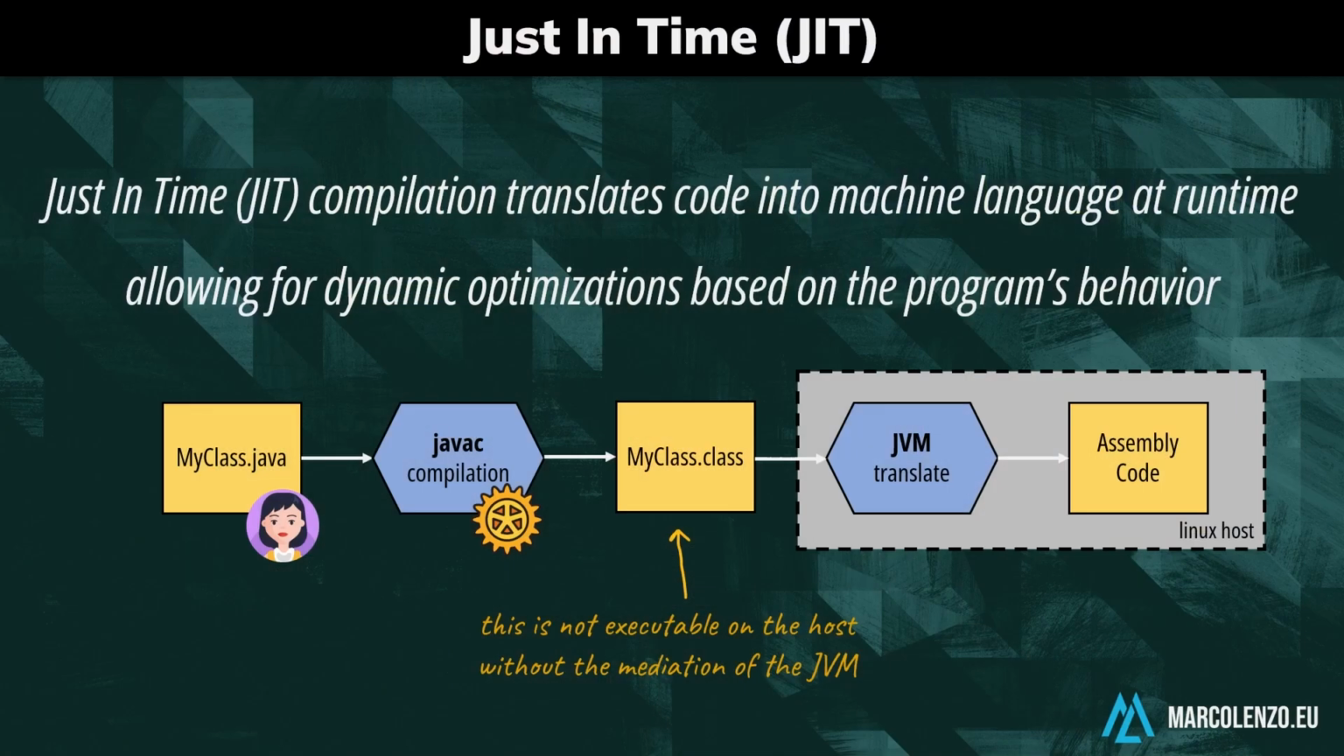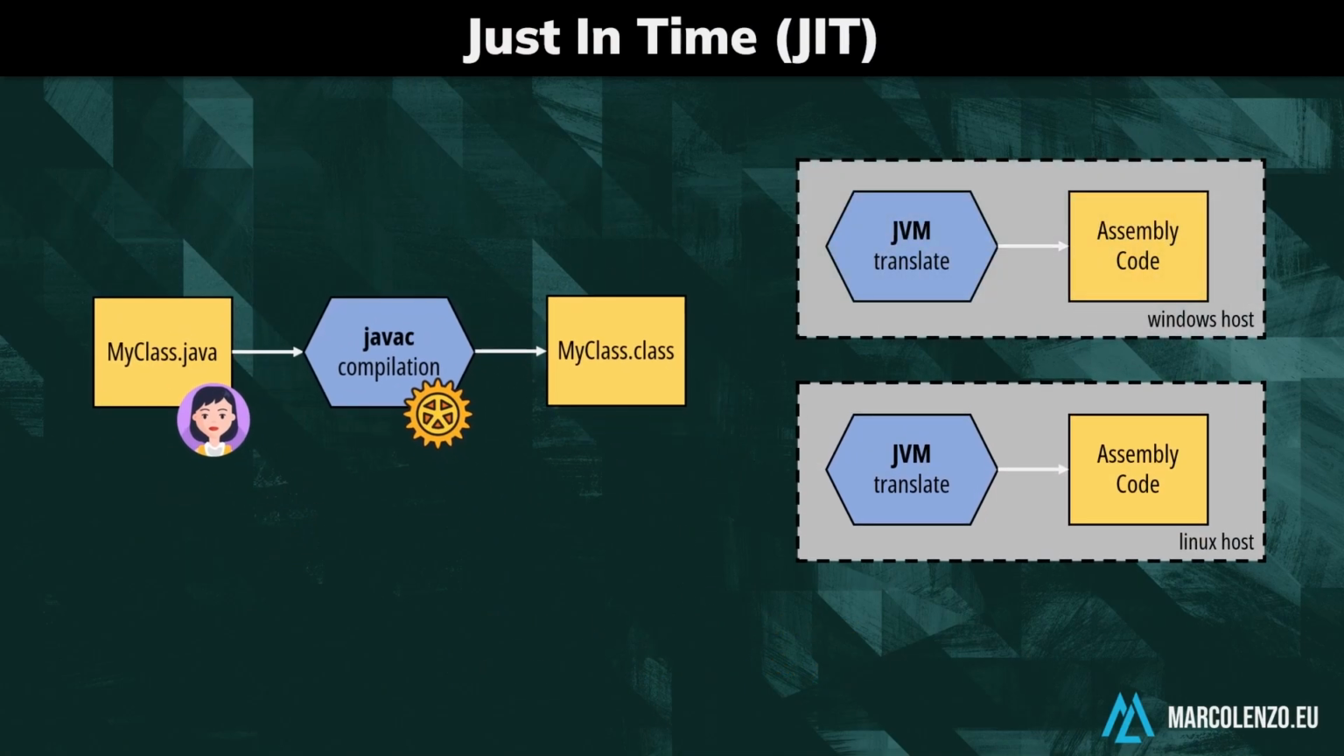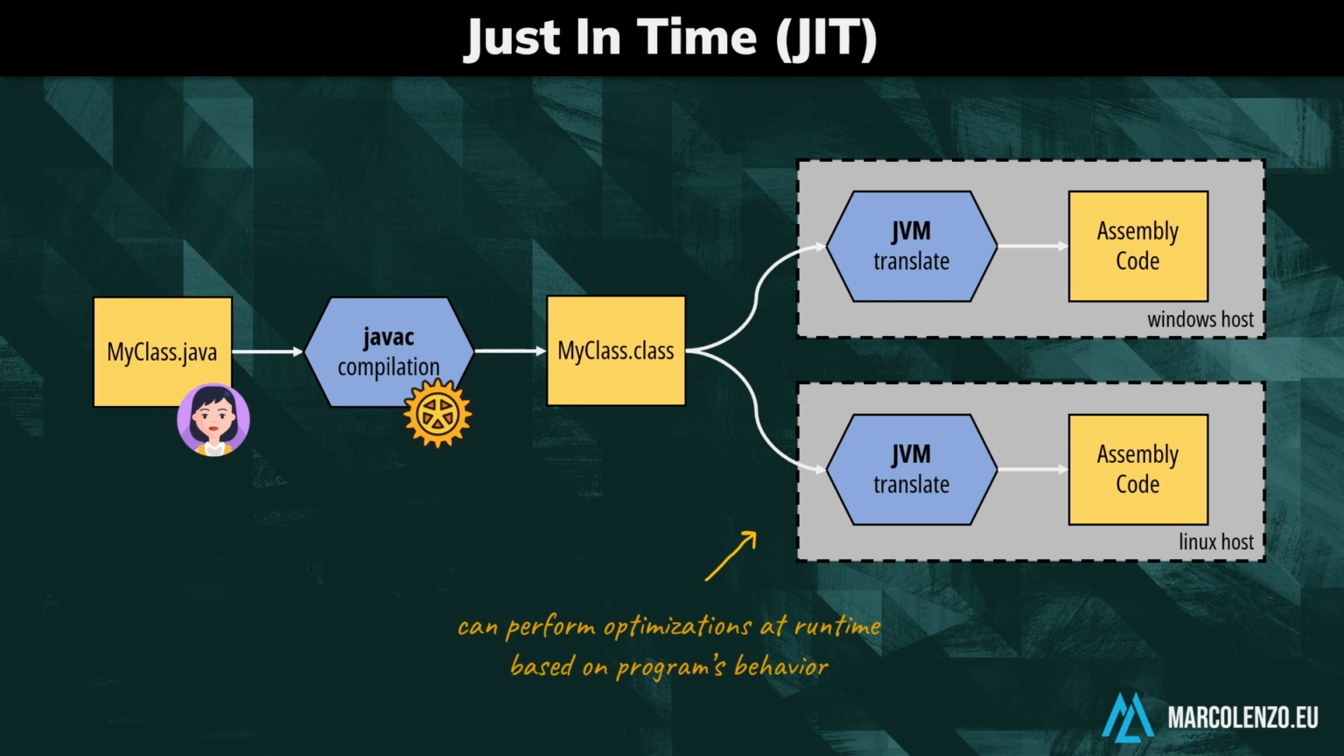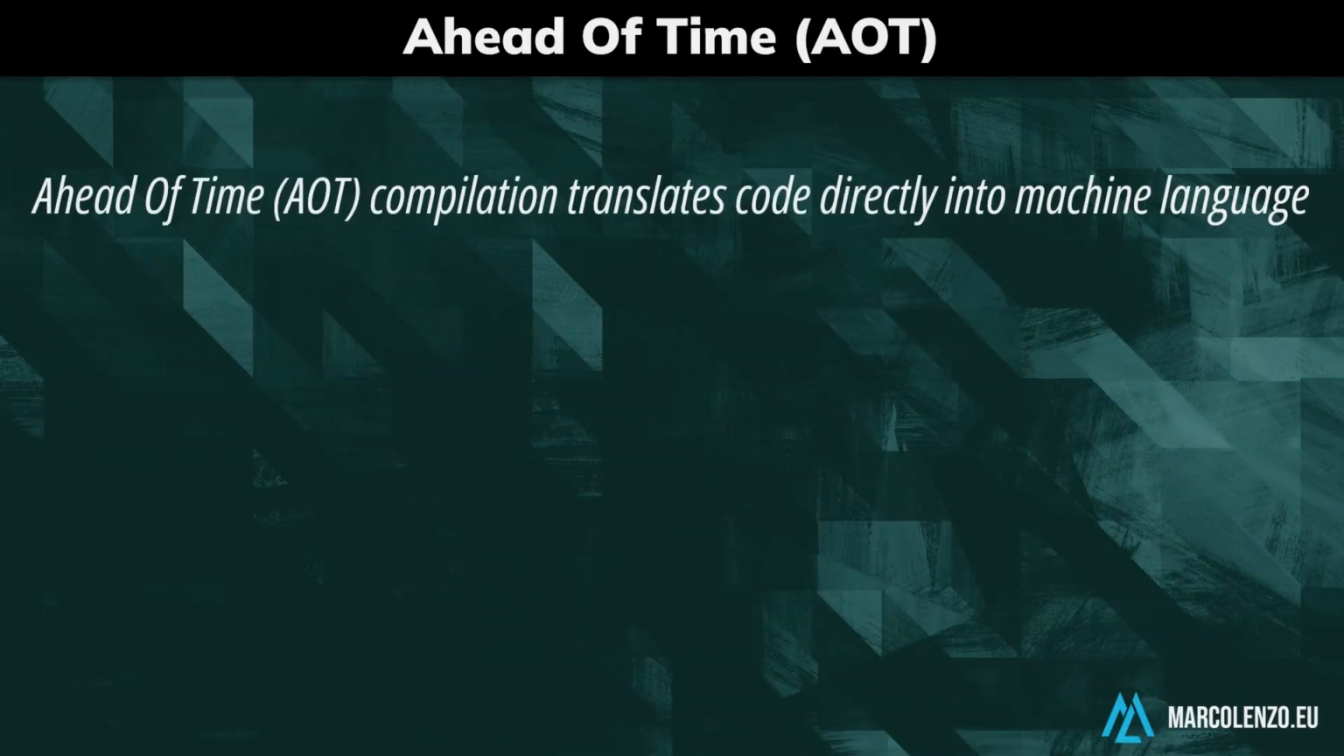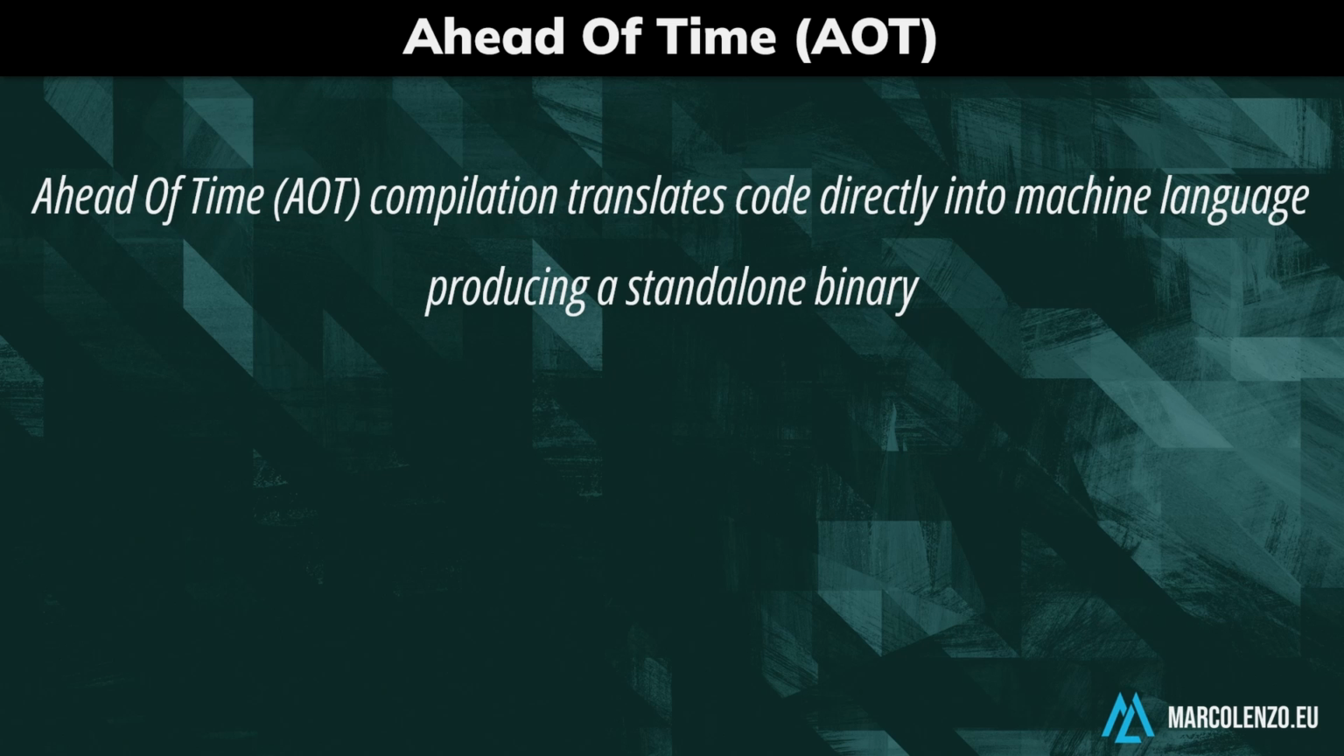What do we gain from this? First, portability. We compile our code once and run it on any operating system and hardware. Second, the JVM can perform adaptive optimizations at runtime, such as inlining, dead code elimination, loop unrolling, and much more. Ahead-of-time compilation translates code directly into machine language, producing a standalone binary.